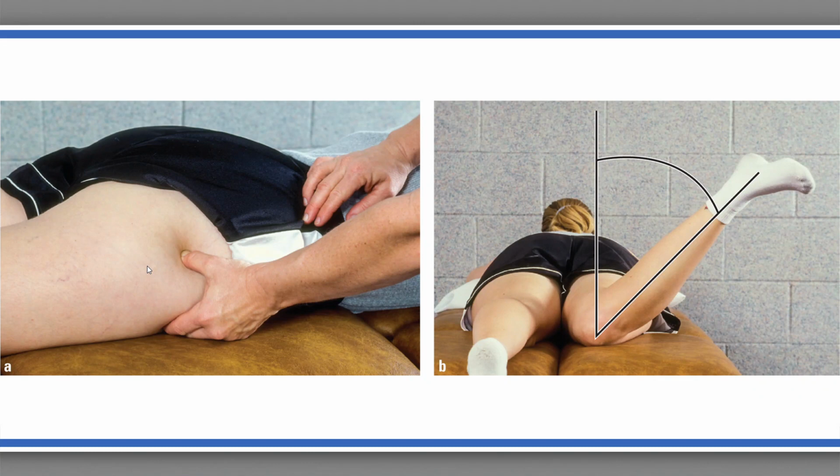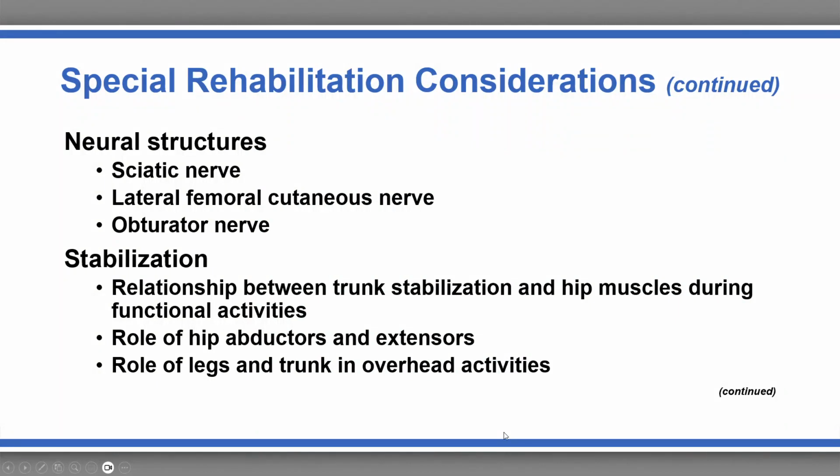Now let's go on and look at additional special rehabilitation considerations. So we've talked about the bony or osseous type structures and how that may impact rehabilitation. Now if we move on to the neural structures, we have the sciatic nerve, the lateral femoral cutaneous nerve, and the obturator nerve as well. The nerves entering the entire lower extremity must pass through the hip region. Nerve irritations can occur when soft tissues that surround the hip actually impinge on the nerve.